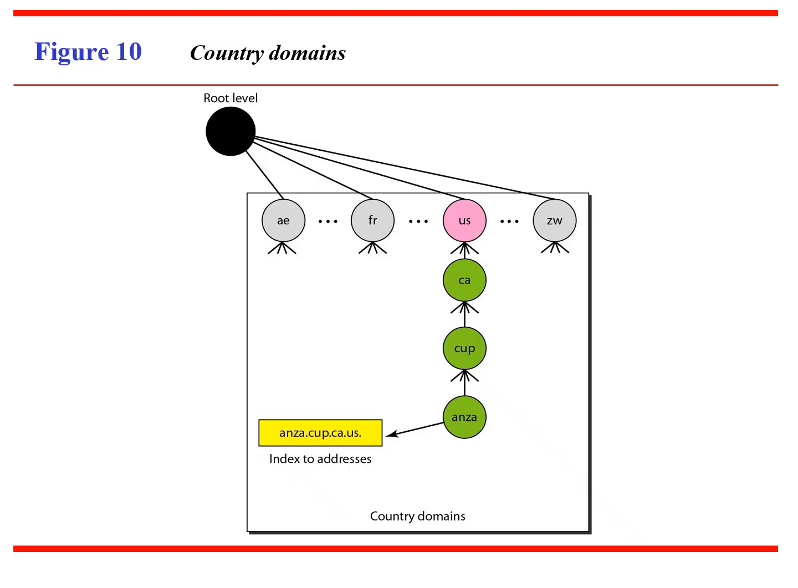Looking at the country domain, we have the root. Under the root, we can have various labels like AE, FR. FR means France, then US, ZW. Likewise, we will be having the domain names and addresses.